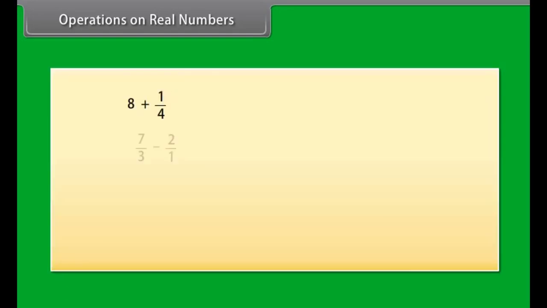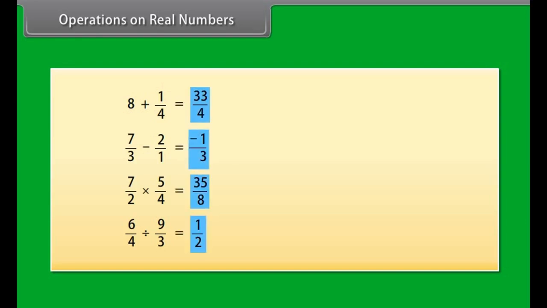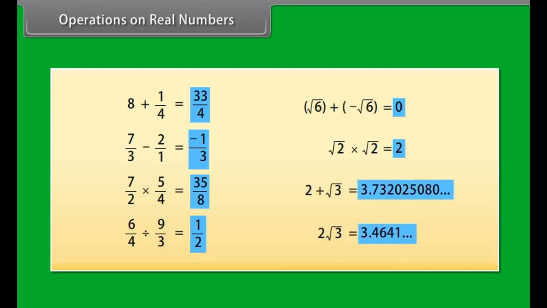Operations on real numbers. Can you tell what do we get if we add, subtract, multiply, or divide two rational numbers? We will get a rational number. But if we add, subtract, multiply, or divide irrational numbers, the number we get is not always irrational. Now think, what do we get if we add or multiply a rational number with an irrational number? The answer we get is an irrational number.